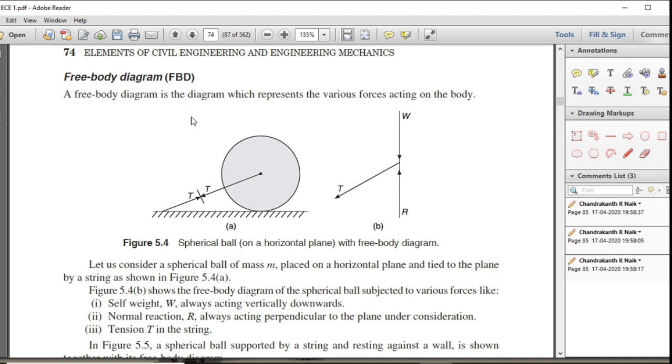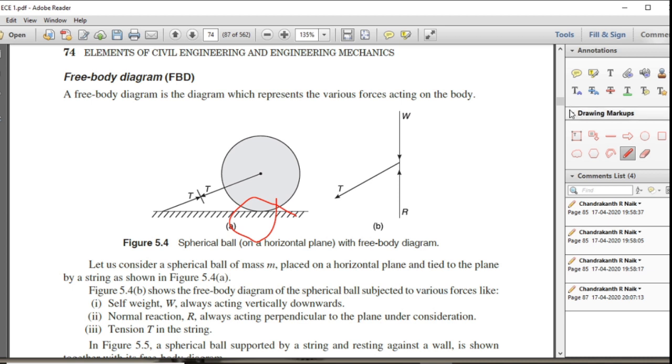See here, this is figure A. This is a sphere and it is tied with a rope. Here is the contact surface. The sphere has a mass, with weight W. Because of the contact surface, we can expect a reaction here. This is T, the tension of the rope.